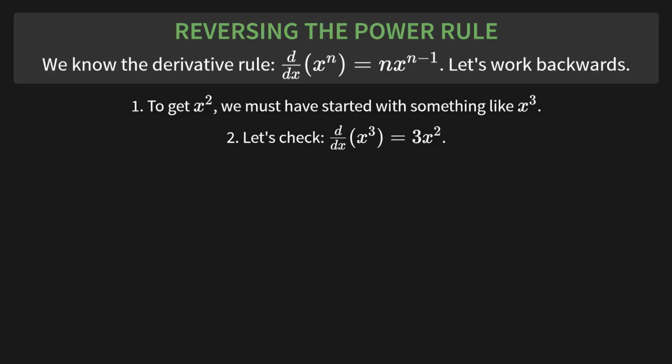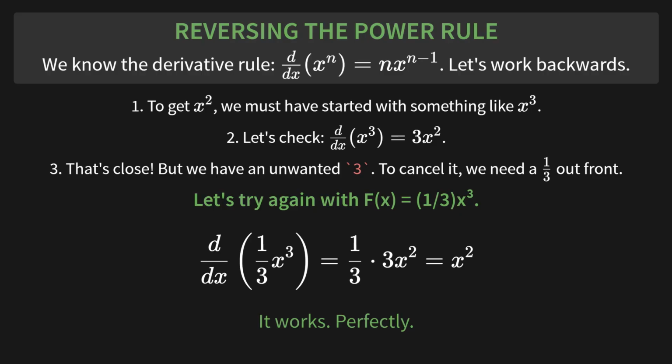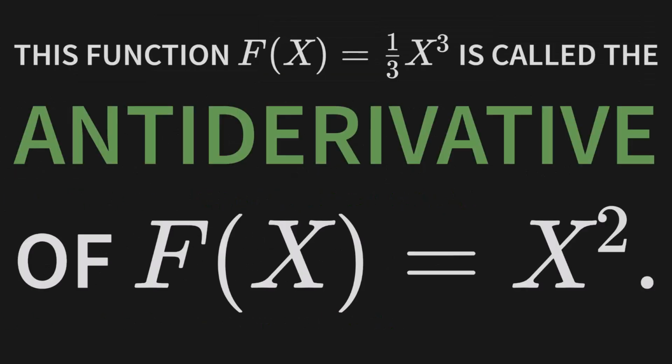Well, it's 3x squared. Okay, that's close, but we have an unwanted 3 in front. We just want x squared, not 3x squared. So, to cancel it, we must have started with a 1/3 out front. Let's try again with our new guess. Capital F of x equals 1/3 x cubed. Let's take the derivative. The derivative with respect to x of 1/3 x cubed equals 1/3 times 3x squared, which just equals x squared. It works perfectly.